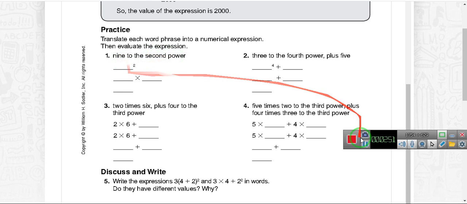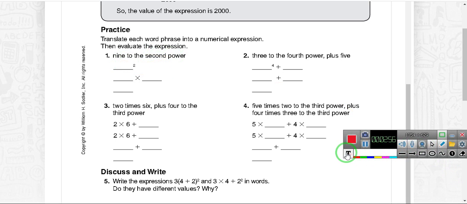9 to the second power is easy. We just write 9 here. I'll show you how. You just write 9. Okay, so what is 9 to the second power, or 9 squared? That's 9 times 9. What is 9 times 9? That's 81. So the final answer is 81.